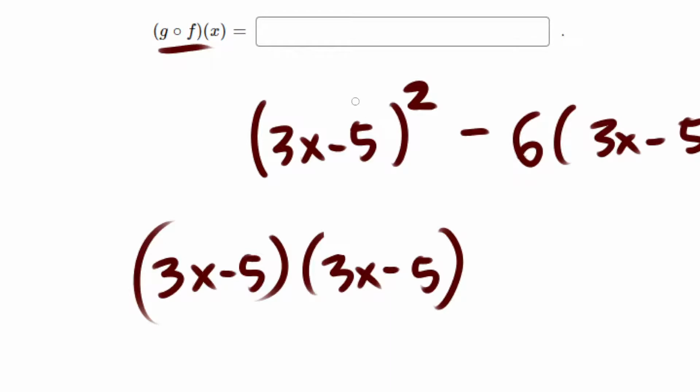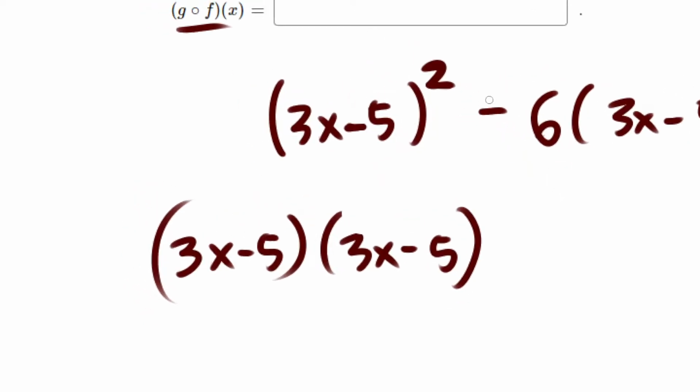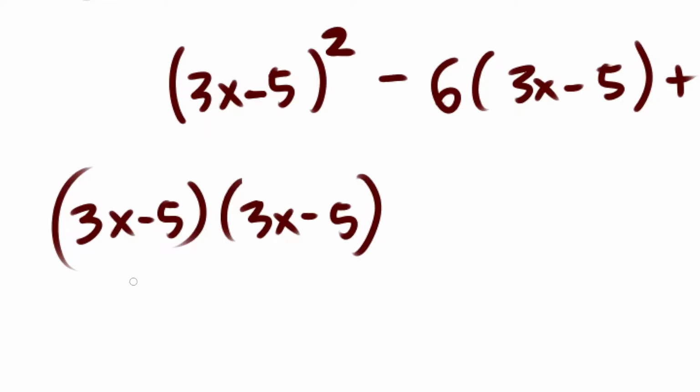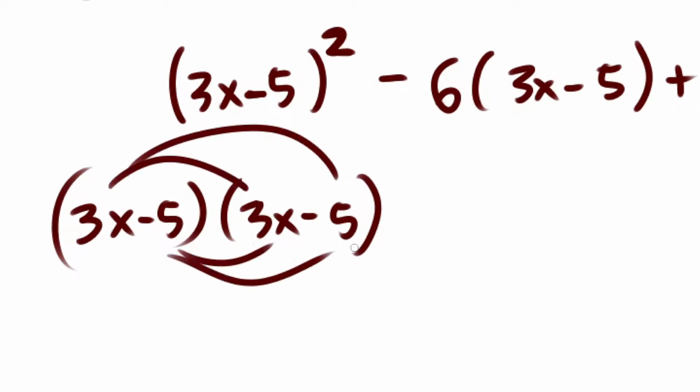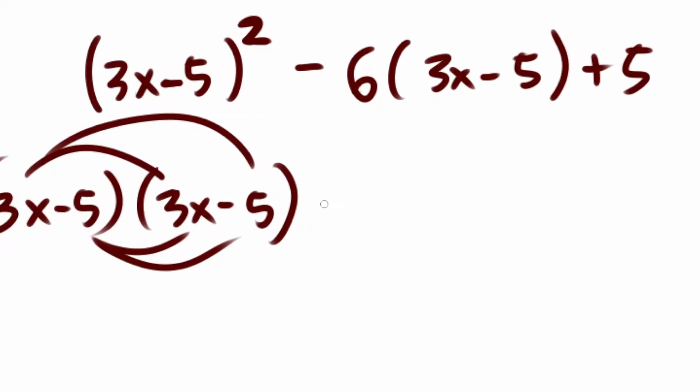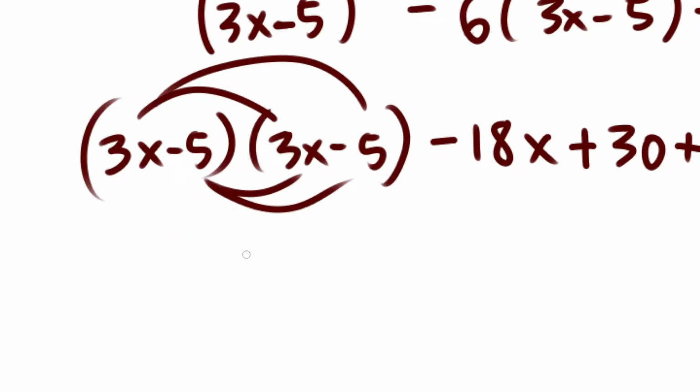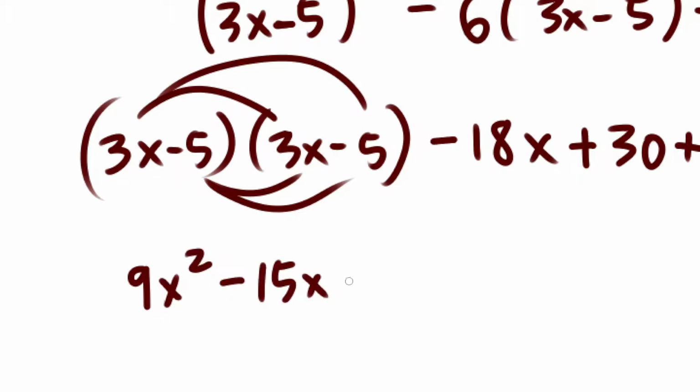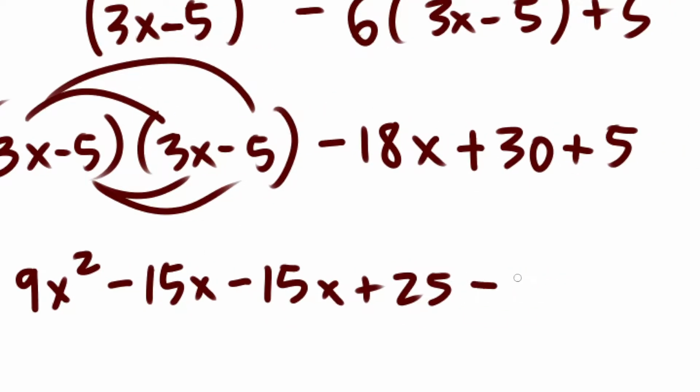If you have this 2, you can't just distribute it inside, because there's a subtraction and an addition sign. You can't do that when there's a subtraction or addition. So you'll have to multiply out and then FOIL it, or like crab claw, just basically distribute. And then we'll do minus 6 times 3, which is 18x, and then plus 30, and then plus 5. And then this turns into 9x squared minus 15x minus 15x plus 25. And then we still have that minus 18x plus 30 plus 5.